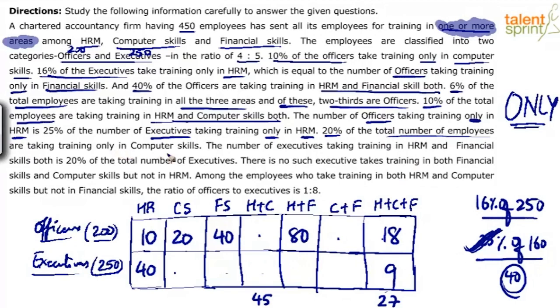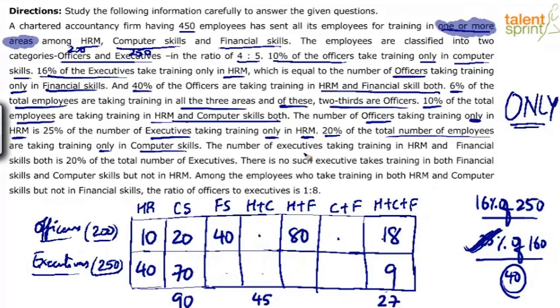They are taking training only in computer skills. 20% of total number of employees are taking training only in computer skills. Only in computer skills is how much? 20%, which is 90. Now 90 employees are taking training only in computer skills. I know that the number of officers taking training only in computer skills is 20. So obviously the remaining should be 70. Because 20 plus 70, 90 has to be balanced. So this is how you fill the gaps.